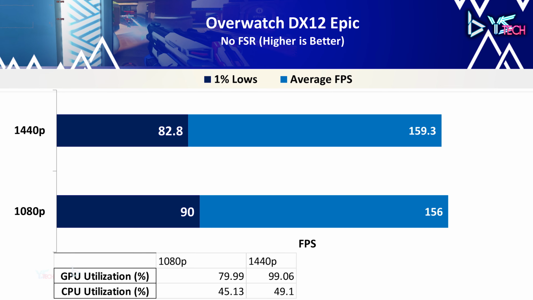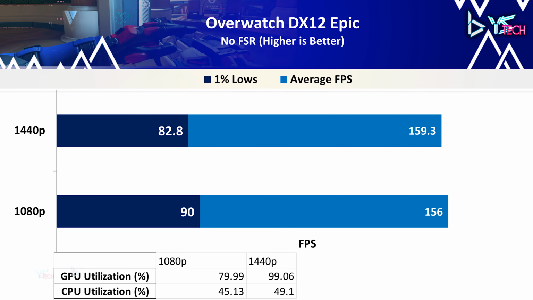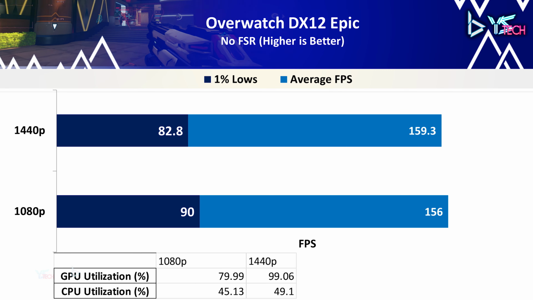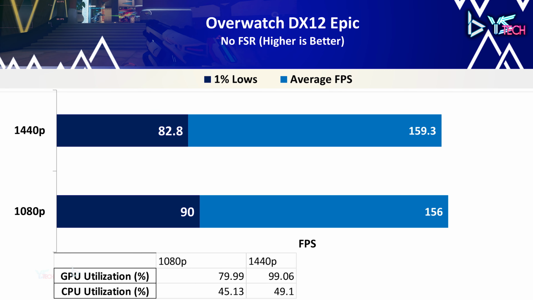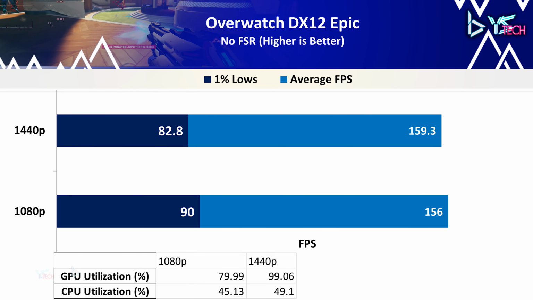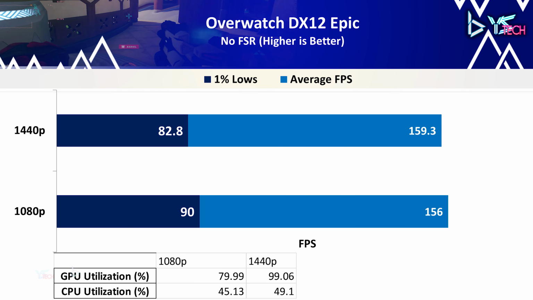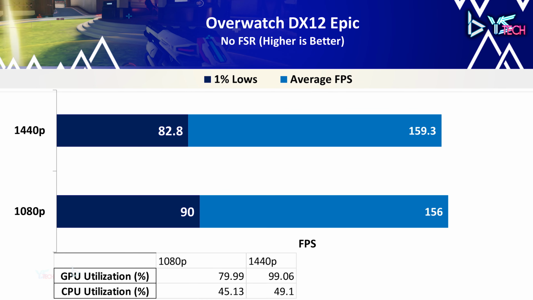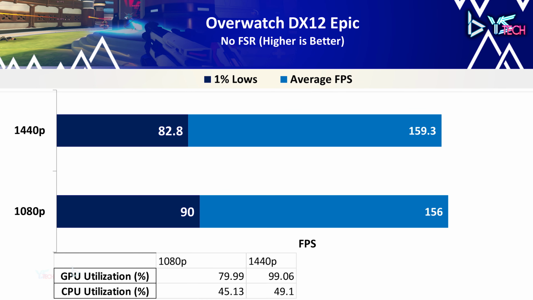So on 1080p we achieved an average FPS of 156, and on 1440p we achieved an average FPS of 159. Now you can see this isn't too much of a difference at all. And for the 1% lows, they're very similar again. 1080p achieved 90 FPS, and we got 83 FPS on 1440p 1% lows.